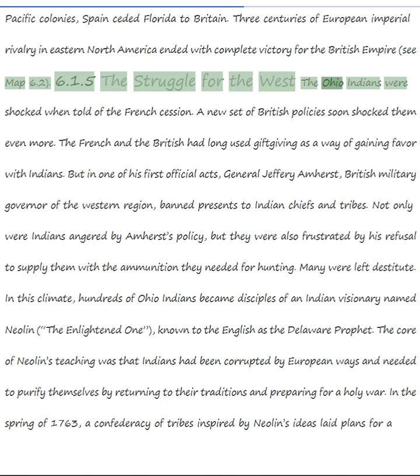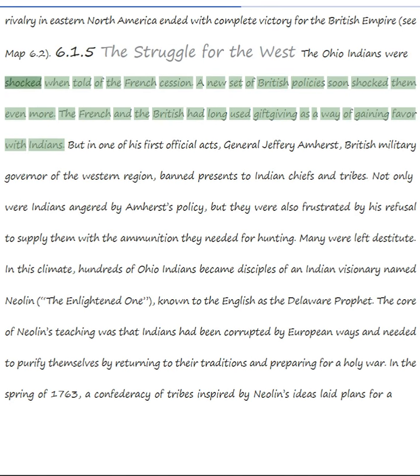6.1.5 The struggle for the West. The Ohio Indians were shocked when told of the French cession. A new set of British policies soon shocked them even more.